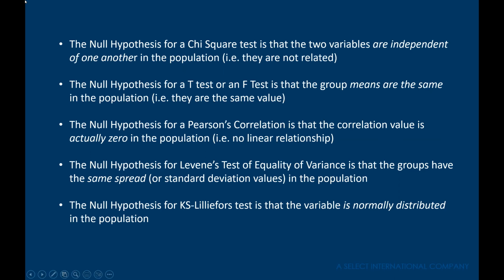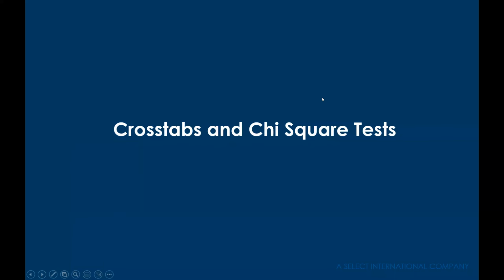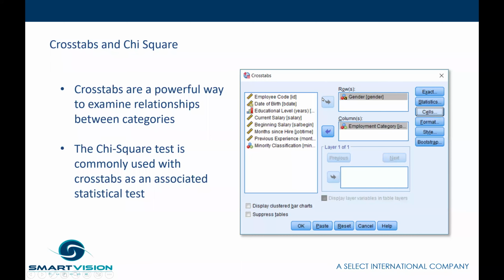Remember crosstabs and chi-square? This was our first one. The null hypothesis for the chi-square test is that the two variables are independent of one another in the population. Let's look at that. Crosstabs are a very powerful way to examine relationships between category variables, and the chi-square test is commonly used with crosstabs as an associated statistical test.